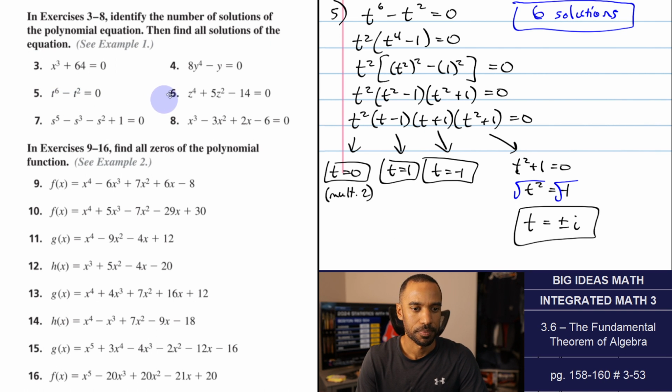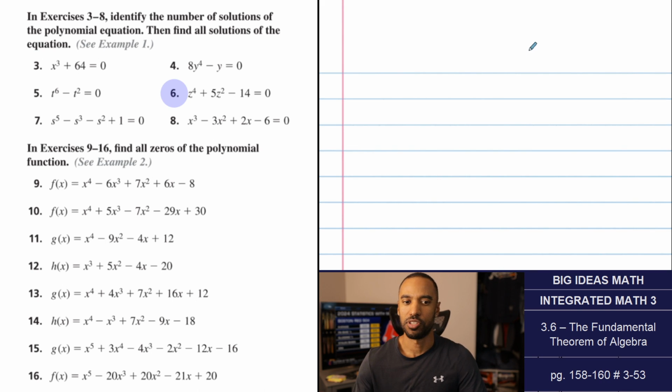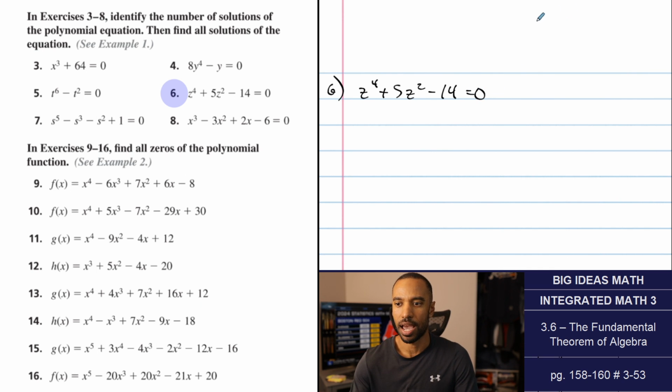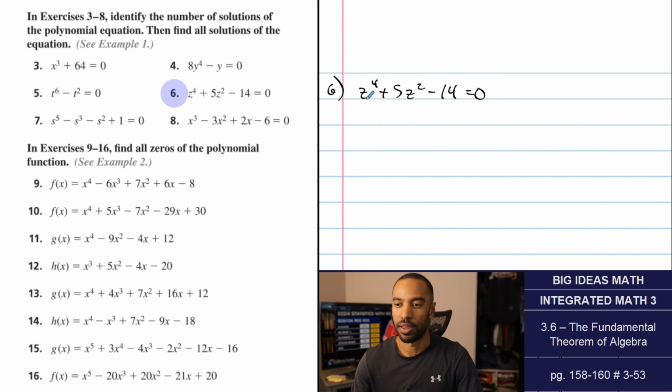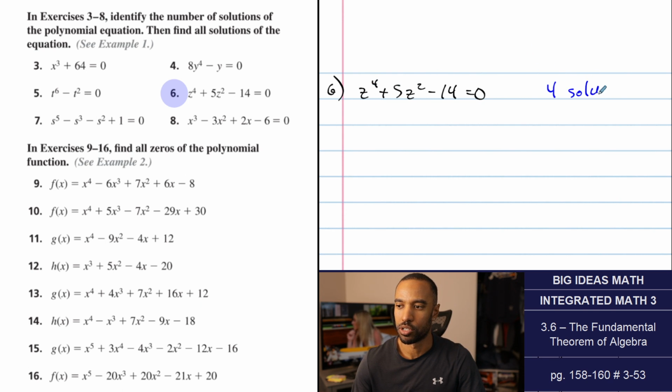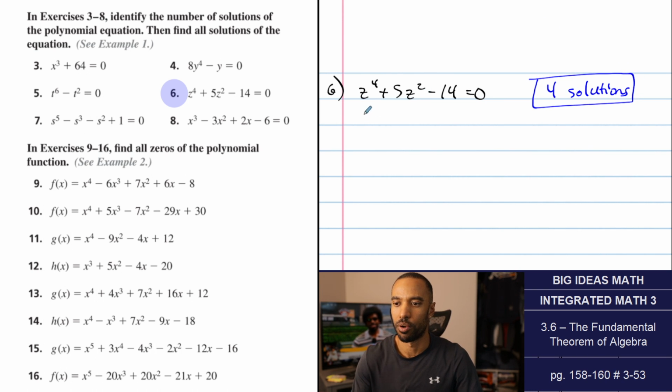Okay, number 6. z to the 4th plus 5z squared minus 14 equals 0. Once again, this is in quadratic form, meaning it's not a true quadratic, it's actually a quartic. But if we treat our z's instead of z as z squareds, we're squaring z squared here and stuff like that, we can then get our total of 4 solutions. I like that, once again, they have us anticipate it, so we know exactly what to look for with this.